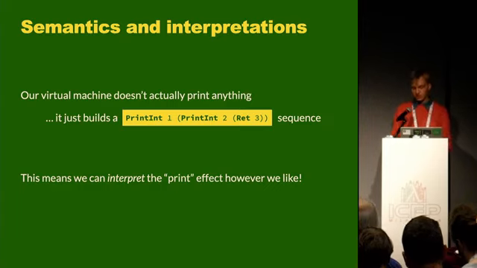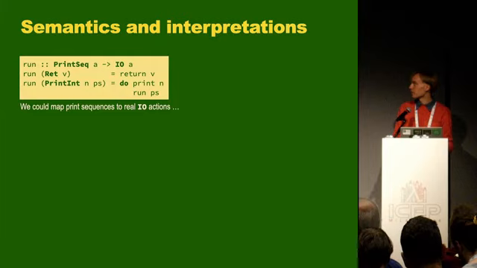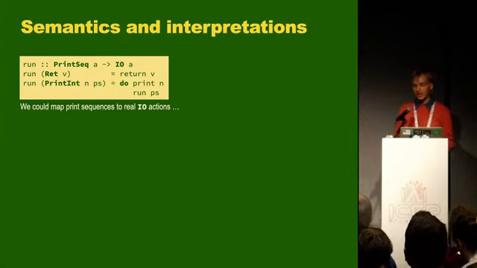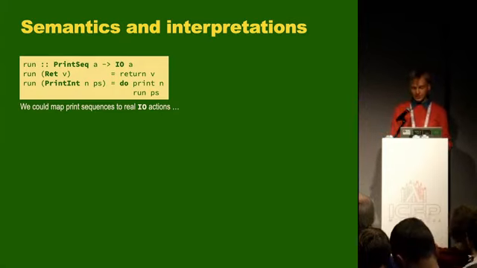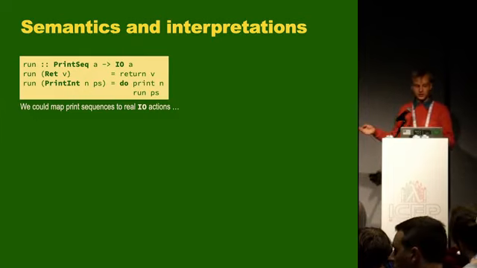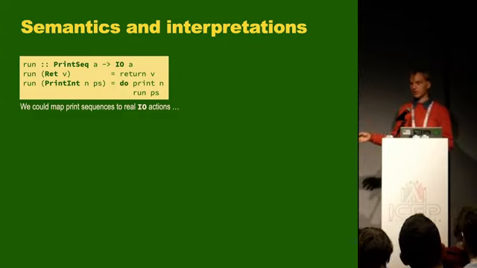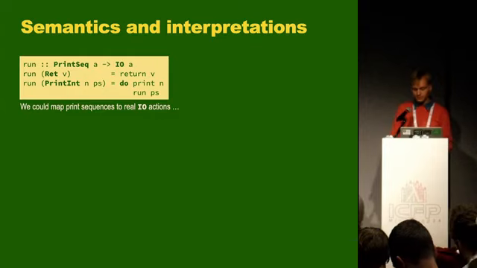We could do the obvious thing, right? Which would be to just take this print sequence and turn it into an actual I/O action which performs these prints. So, in the case that we have a return at the end of our print sequence, we just map this to a return in the I/O action itself. And in the case that we have a print int, so printing n followed by the print sequence p's, we would just actually print. So using the actual I/O action print, we'd print this integer, and then we would continue to run the rest of the print sequence.